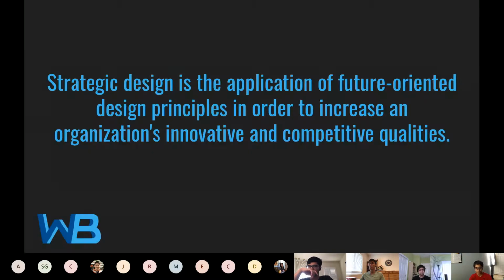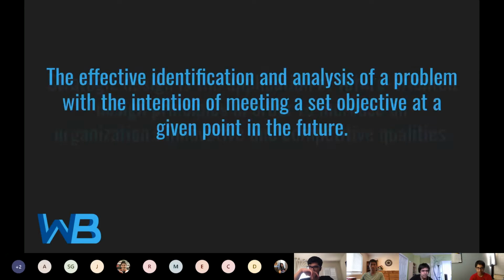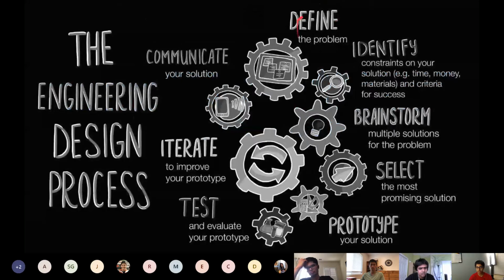If you want a really accurate description, this would probably be it. Strategic design is the application of future-oriented design principles in order to increase an organization's innovative and competitive qualities. Or to dumb it down a bit, the effective identification and analysis of a problem with the intention of meeting a set objective at a given point in the future. So we mostly tend to focus on the defining, identifying, and brainstorming parts of the process when dealing with strategic design.